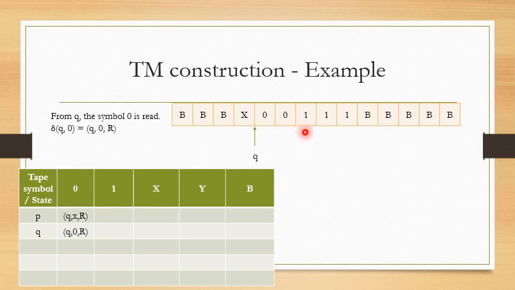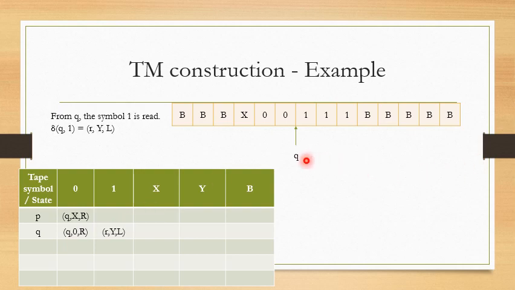When will the state transition happen? When I read 1 from state Q. Until then, this transition will remain as it is. Since it's a new transition, we can include it in the transition table: Q comma 0 is equal to Q comma 0 comma R. Again the same transition. From Q, I am reading a 0, it will stay the same as 0. I just move the tape head to the right. The transition is already written, so we are not rewriting it.